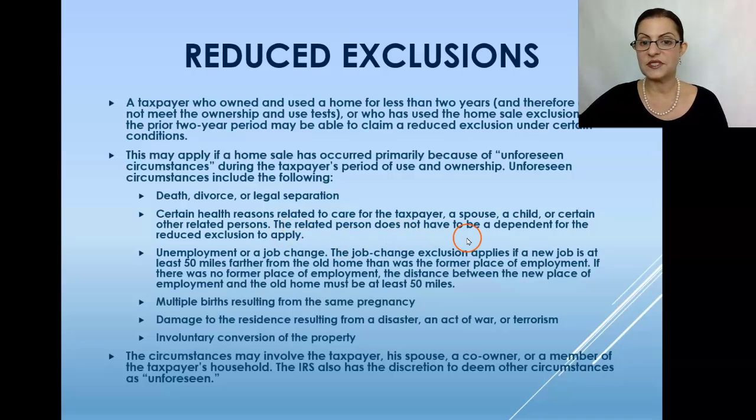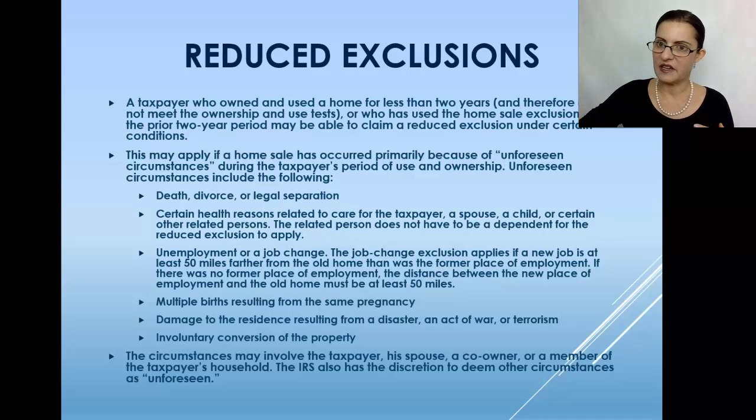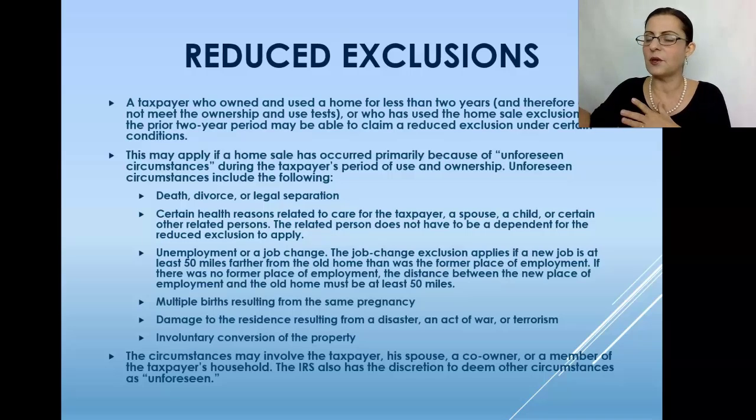The related person does not have to be a dependent for the reduced exclusion to apply. In order for this particular unforeseen circumstance to apply, it doesn't have to be a dependent listed on the tax return. It can be a situation like a parent or a sibling that's not a dependent, but you're forced to sell your home and then go take care of them because of a health-related reason.